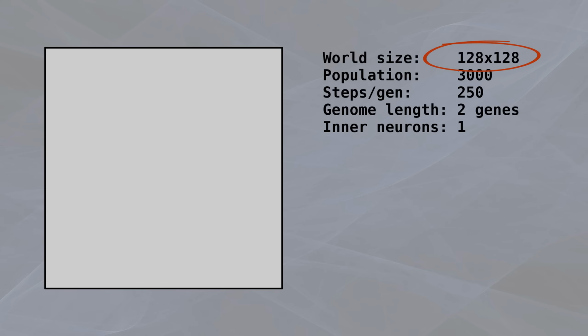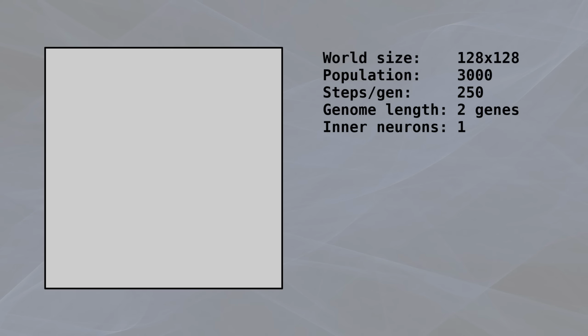For this next run, let's set up the parameters like this. The size of the world is the same as before. We have 3,000 individuals in the population. We'll just limit it to 250 simulator steps per generation. The genome size will be really tiny, just 2 genes in the genome. That only allows 2 connections inside their brain. That's not very much. They won't be able to have any kind of sophisticated behavior, but we'll just see what happens.